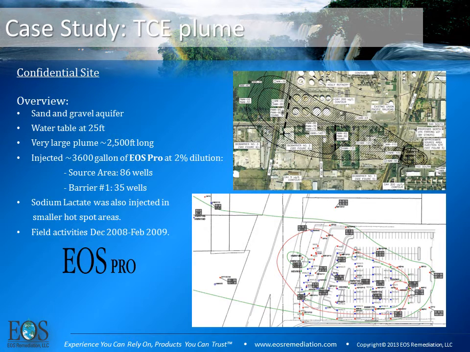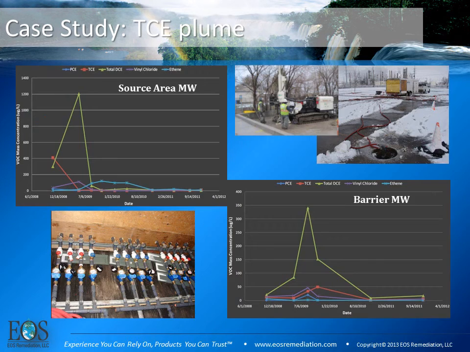Finally, the CAD drawing at the bottom right-hand corner of the slide, that's the sort of layout of the injection wells and then the plume itself. And you can see the green line is sort of the outer edge of the plume. So let's look at some data. They injected the EOS. You can see they did this in the middle of winter. There was snow on the ground.